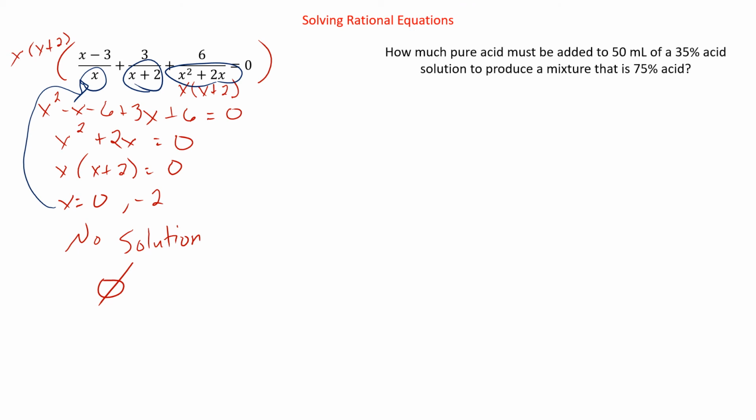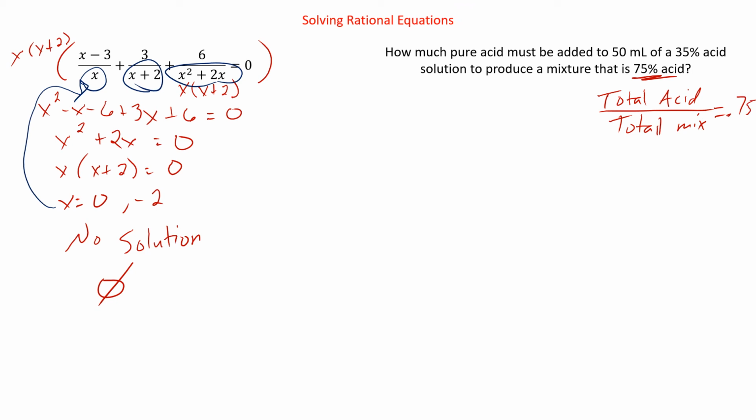Let's look at an application really quick. So this is a mixture problem. This one happens to be an acid mixture problem, but it doesn't have to be acid. It could be anything. And so what the mixture is, like we want something that's 75% acid, that means the total acid divided by the total mixture will equal 0.75.